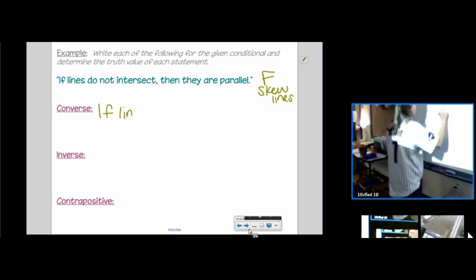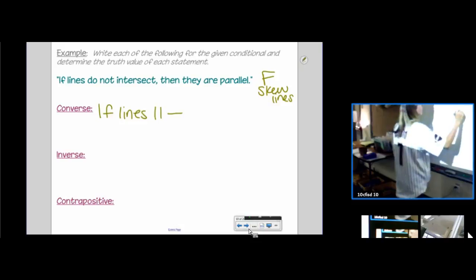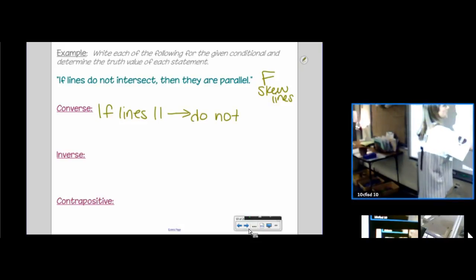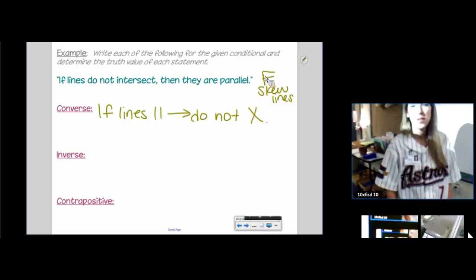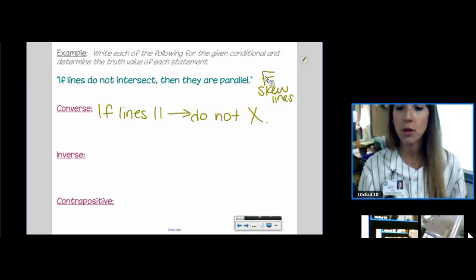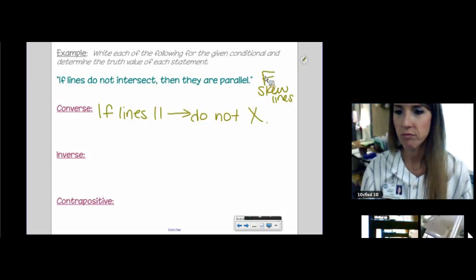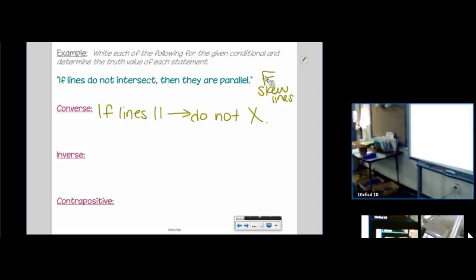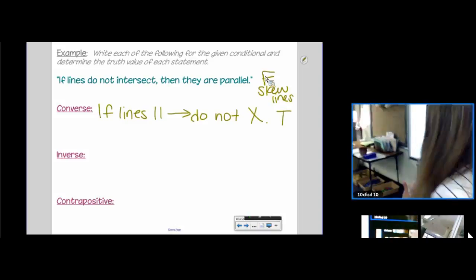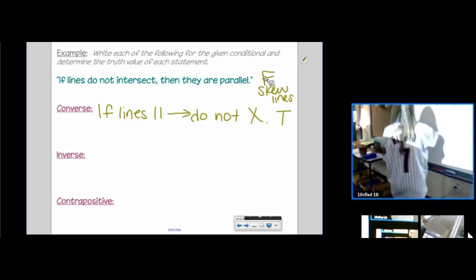If lines are parallel, then they do not intersect. There we go. If lines are parallel, then they do not intersect. True or false? Totally true. They're parallel, that's part of the definition. They're not allowed to intersect. Okay, inverse of the original one.